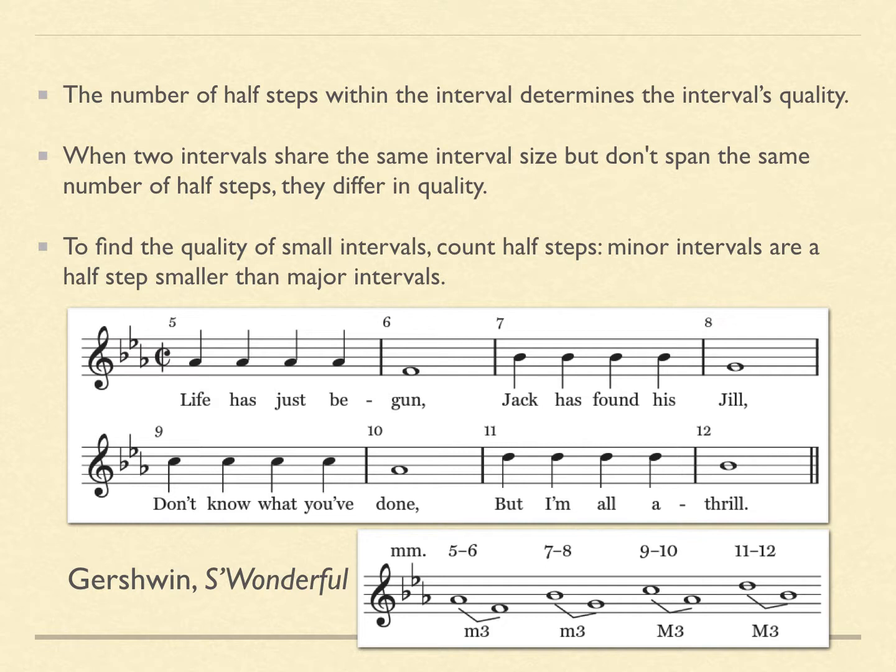All right, so we have the breakdown of our intervals here. Measure 5 to 6, our descending third here is a minor, and then in the second half of the excerpt, the descending thirds are major. So they appear to be the same in size, but they do not sound the same. Next, we'll talk about perfect intervals.